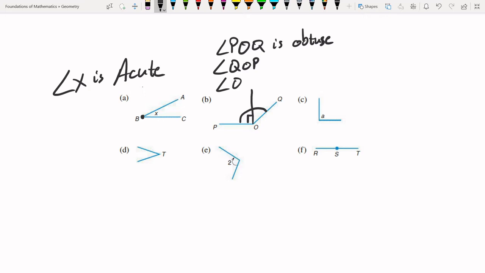For C, we have angle A here. That's the only name we can give it. Angle A. This is most definitely our right angle. Okay, this one's going to be named angle T. Angle T, this is definitely smaller than 90, right? You can draw a 90 there, which is acute.